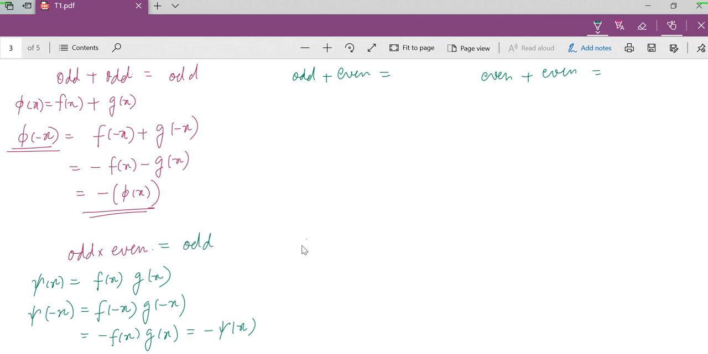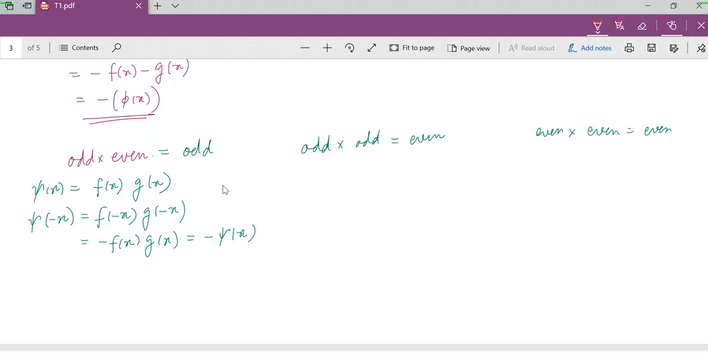So similarly, you can try other combinations as well. Odd into odd, you will get it to be even. Just check. And you can do even into even. You will get it to be even. So you say, okay, can you tell me about composites? If I compose an odd function with an even function, is it an odd or an even function?